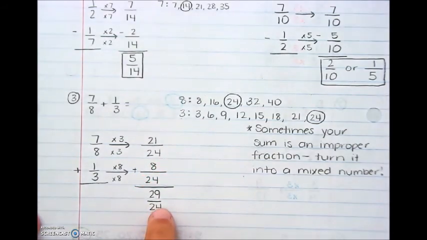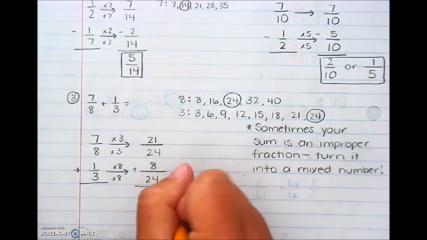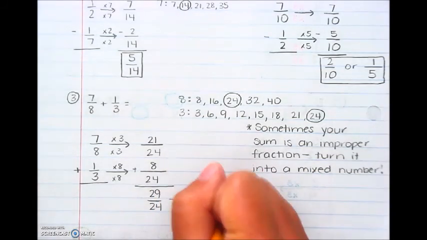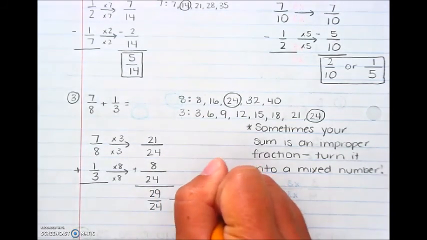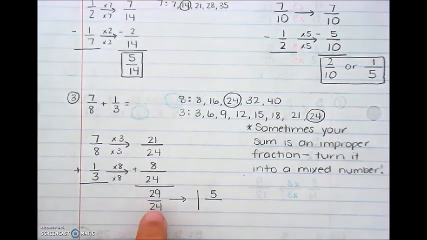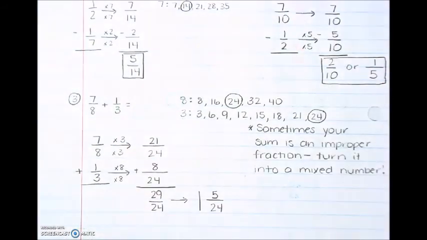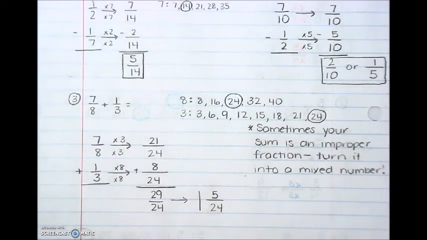Here's where we have our improper fraction. Since 29 is greater than 24, I know that this fraction represents more than one whole. So remember, to turn an improper fraction into a mixed number, I take my numerator and divide it by my denominator. 29 divided by 24 gives me one full group and 5 extra leftover pieces. Those 5 pieces are all 24ths pieces. So I know that 29 24ths is the same as 1 and 5 24ths.